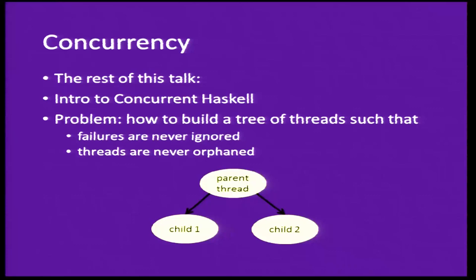So I want to switch over to talking about concurrency. I'm going to give you an introduction to concurrent Haskell and consider a particular problem when we're dealing with concurrent programs. The particular problem I want to think about is building up trees of threads. Trees of threads are something that crops up quite often when you're doing concurrent programming. There's a parent thread and it generates some child threads. And then certain problems tend to arise when you do this. So if one of the child threads has a failure of some kind, you would like that failure to be propagated and to be handled properly in some way, in some application-specific way, usually.